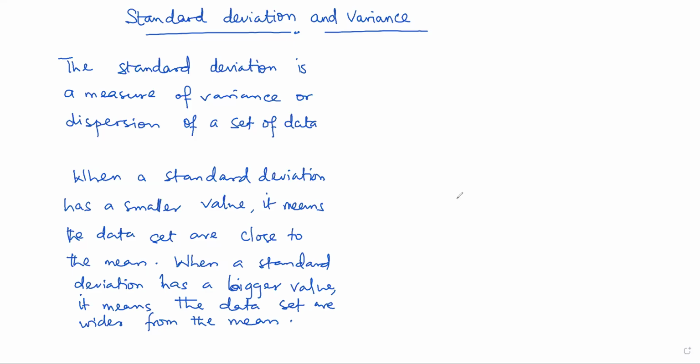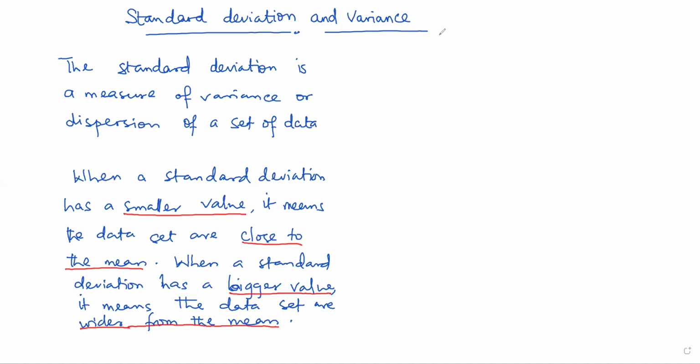So in this video, we're going to talk about standard deviation and variance. The standard deviation is a measure of variance or dispersion of a set of data, okay? So it seeks to tell us how dispersed a data set is around the mean. One thing we need to notice: if you calculate a standard deviation and the value is smaller, it means that the data are close to the mean. And when a standard deviation has a bigger value, then it means that the data set is wider from the mean. That's one thing you need to note.